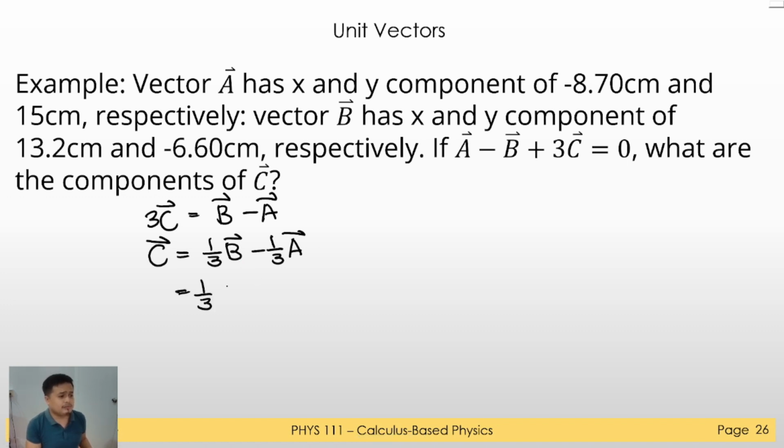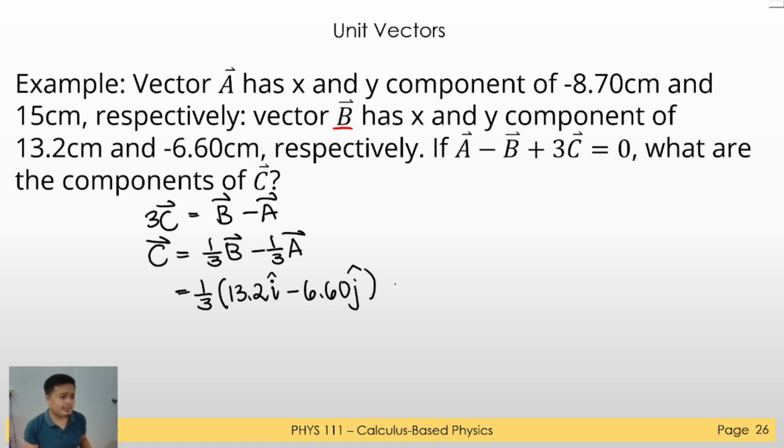So 1/3 of B, which is 13.2 and negative 6.6. So we have 13.2 I hat minus 6.6 J hat. So it depends on you, actually, if you want to show the hat. But if you have a hat in your I and J vectors, it means it is a vector. If you remove this, it is just a variable.